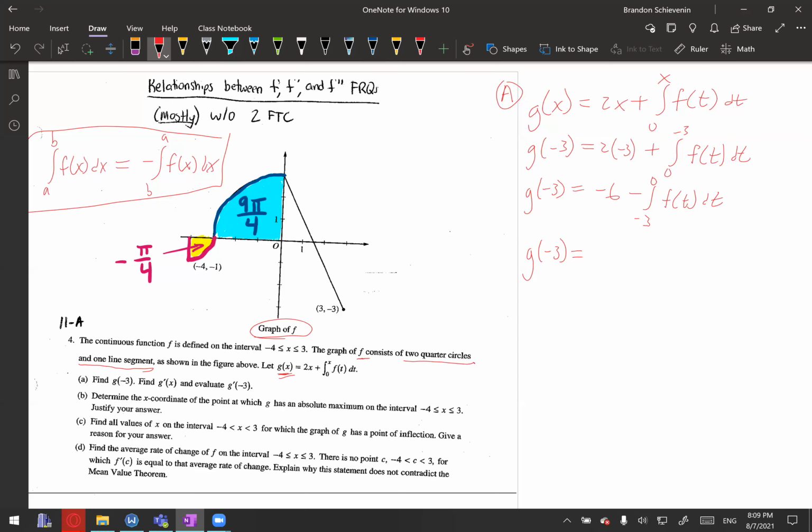So first part's going to stay the same. This is -6, but I'm going to subtract our integral. That integral is the area underneath the curve from x equals -3 to x equals 0. So from x equals -3 to x equals 0, how much area was there?